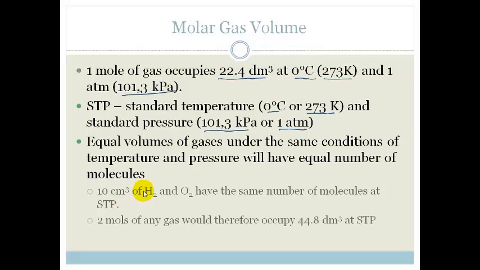2 moles of any gas would therefore occupy 44.8 decimeters cubed at STP. So if 1 mole of gas occupies 22.4, then obviously 2 moles of any gas will occupy 44.8 decimeters cubed at STP. And that's all you need to know at the moment for concentration and molar gas volume.